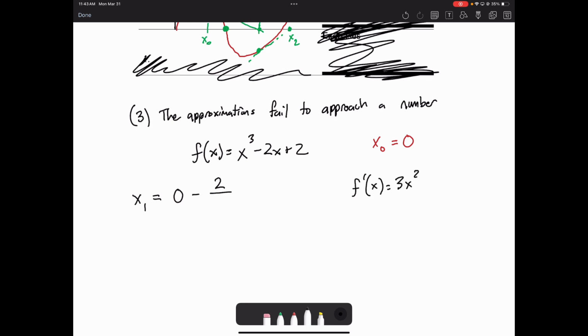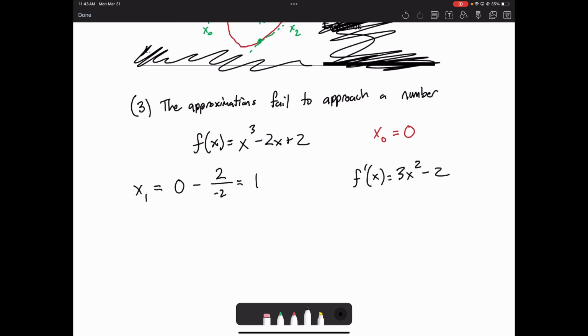I get 3x squared minus 2. Yeah, so I get a little minus 2 there. So what is 0 minus 2 over negative 2? Positive 1, right? 2 divided by 2 gives me 1, and then the negatives cancel out and make it positive. Okay? Well, how lucky. I got a whole number for my next guess.